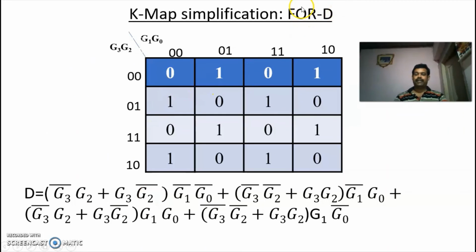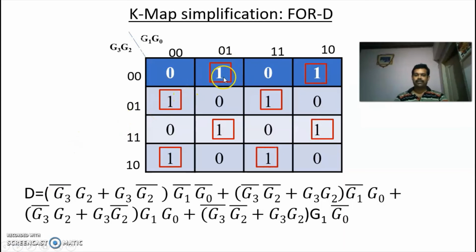Now we are going for the D. So we are checking the column of D. Then we are plotting the corresponding ones and we are grouping. Here we are unable to group the ones. There are no adjacent ones, so we can't group. So we have to group individually and write the expression. The expression for this one is G3 bar G2 bar G1 bar G0, for this one G3 bar G2 bar G1 G0 bar, and for this one G3 bar G2 G1 bar G0 bar.